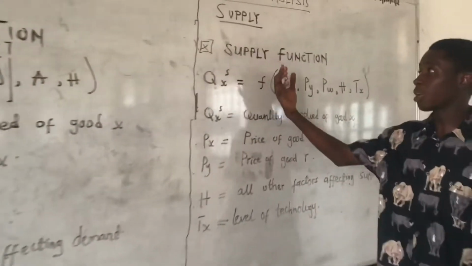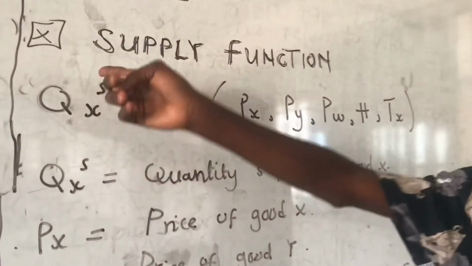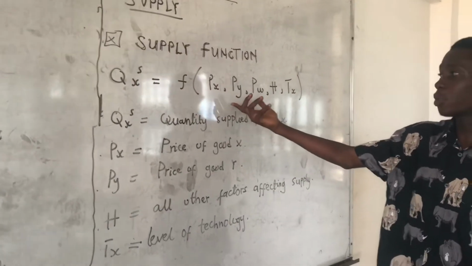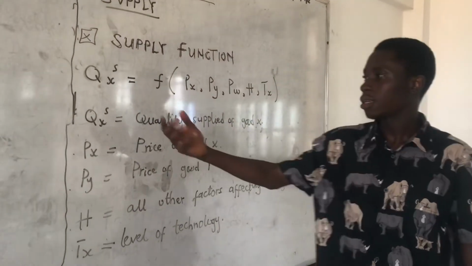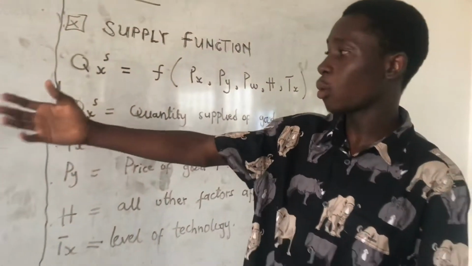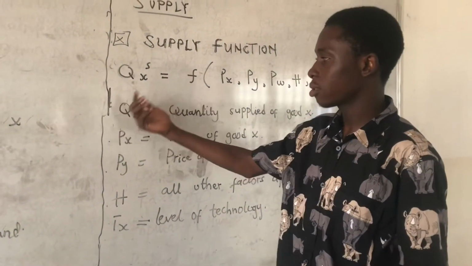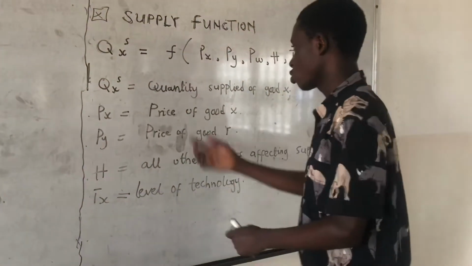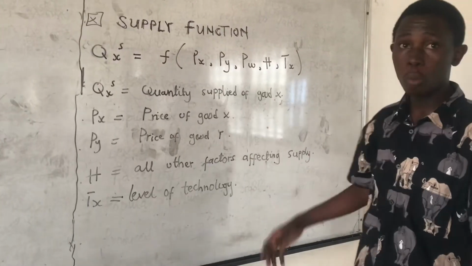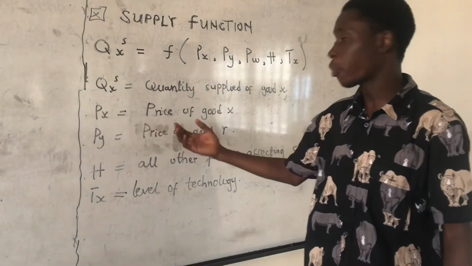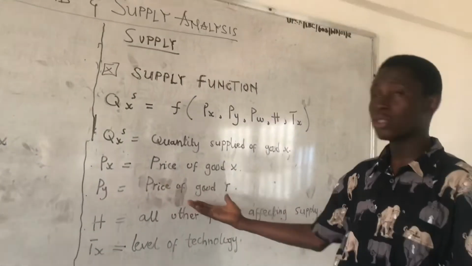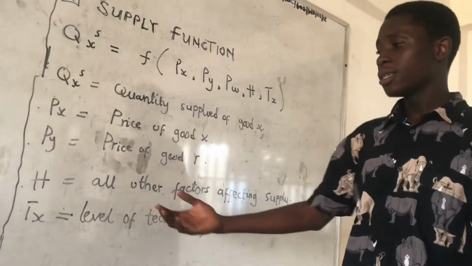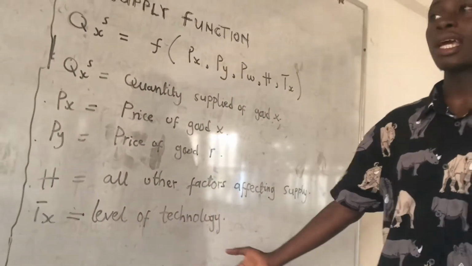Let's move to the supply function. We have quantity supply of commodity X. It's equal to F into bracket PX, PY, PW, H, and TX. Earlier on, as I said, it's not QS. Are you okay? Quantity supply of commodity X. So there is quantity supply of good X or commodity X. PX is price of good X. PY, price of good Y. H is all other factors affecting supply. TX is level of technology. Are you good?